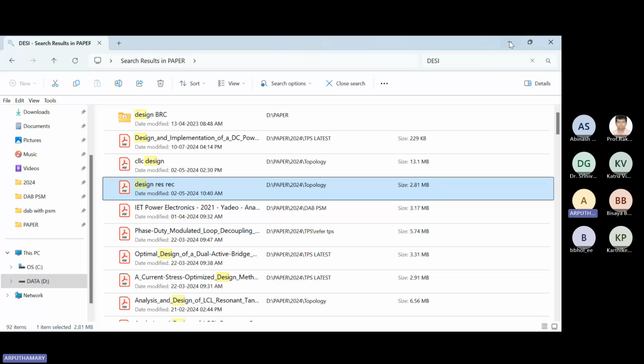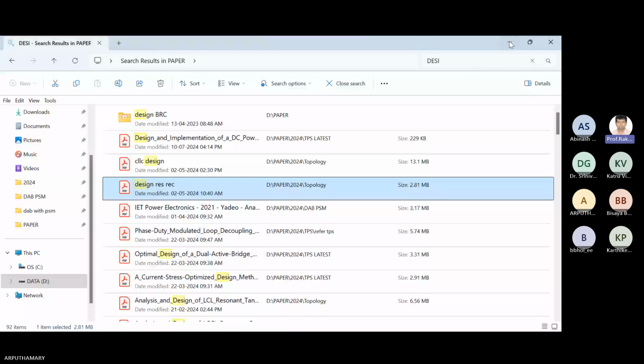Is my screen visible? Yeah, your screen is visible. I can see some PDF file. Please open your slide. No, your slide is not visible. I think there is a lag, so check whether your connection is good or not. Okay, then we can move to the next one.